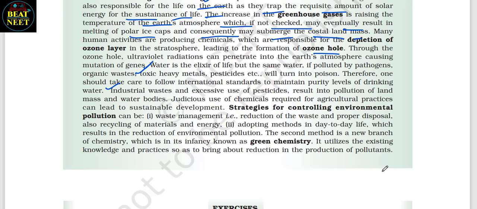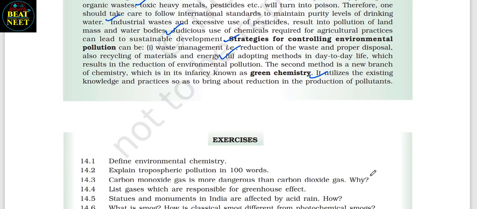Industrial waste and excessive use of pesticides result in pollution of land mass and water bodies. Judicious use of chemicals required for agriculture practices can lead to sustainable development. Strategies for controlling environmental pollution can be: number 1, waste management, that is reduction of waste and proper disposal, also recycling of material and energy. Number 2, adopting methods in day-to-day life which result in the reduction of environmental pollution. The second method is a new branch of chemistry which is in its infancy, known as green chemistry. It utilizes the existing knowledge and practices so as to bring about reduction in the production of pollutants.